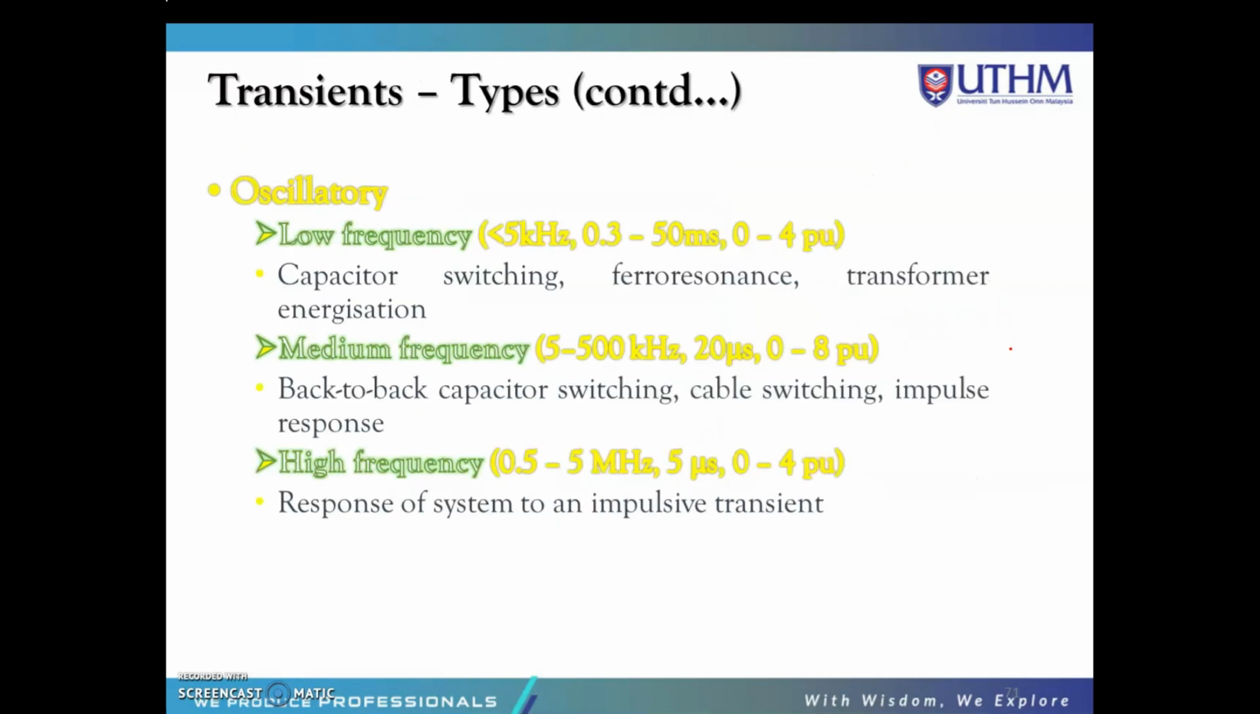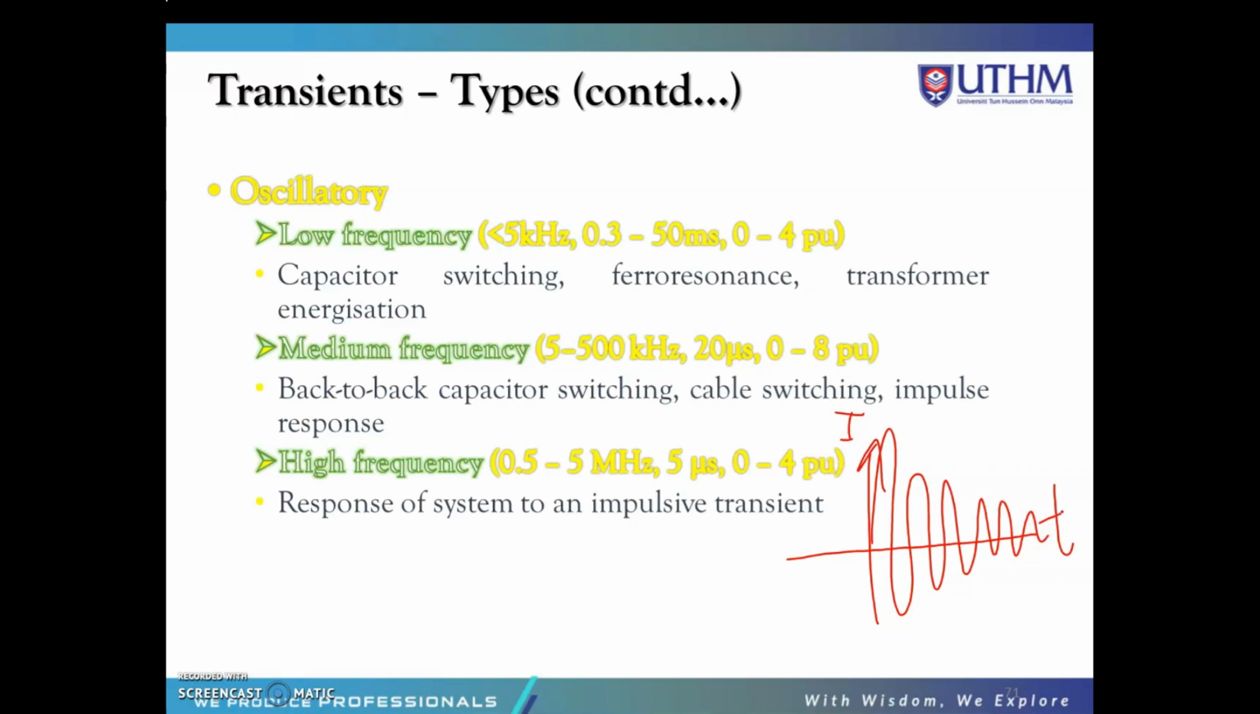Okay, the second one is the oscillatory transient. An oscillatory transient is described as a sudden non-power frequency change in the voltage, current, or both that is bidirectional in polarity. For example, we have the event of back-to-back capacitor switching. So this one is I and this one is T. This one we call oscillatory transients.